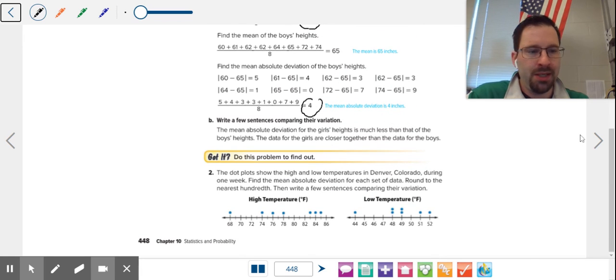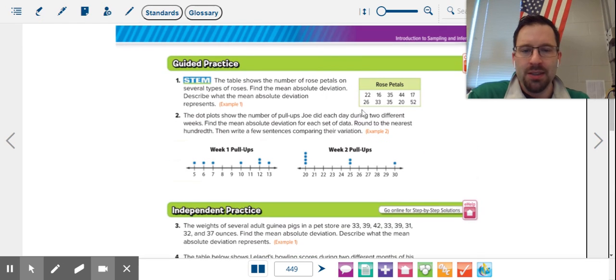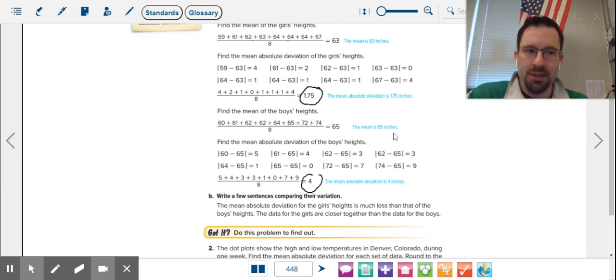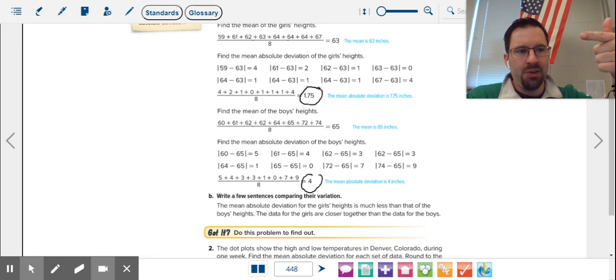All right, you do the same thing here with high and low temperatures, but I'm not going to take the time for that. All right, that is mean absolute deviation. It does take a little bit of time. Find the mean. How far is each number from the mean, the deviation, and then what's the mean of that?